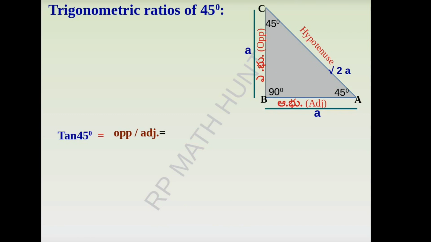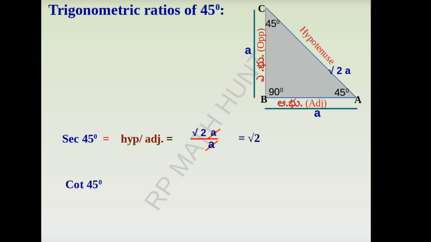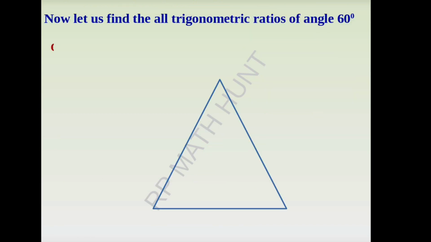Trigonometric ratio of tan 45: opposite by adjacent, opposite is A by A, that is 1. Cosec 45: hypotenuse by opposite is equal to root 2A by A, that A cancels, root 2 remains. Next, sec 45: hypotenuse by adjacent, root 2A by A, A cancels, root 2. And cot 45 is equal to adjacent by opposite, A by A, is equal to 1.